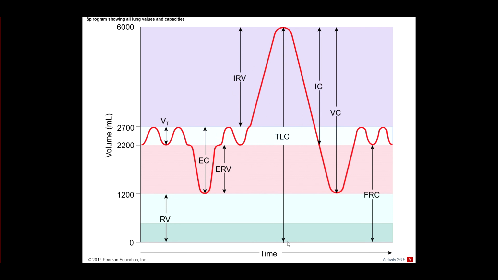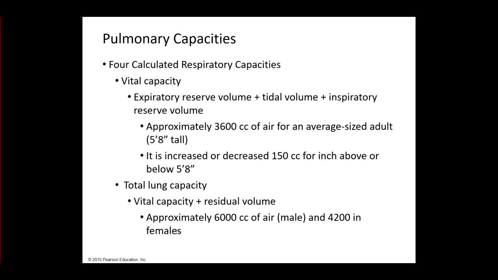Finally, the last measurement, if we took all of these measurements and added them together. We add up all the air that we have in our lungs. This is known as the total lung capacity. It's the total volume of air in our lungs, and we get it by adding the vital capacity to the residual volume. We're adding up everything. You can see it's approximately 6,000 cc's in a male and about 4,200 in a female.